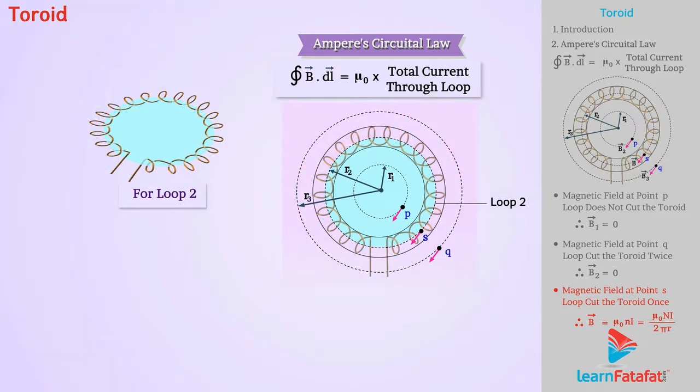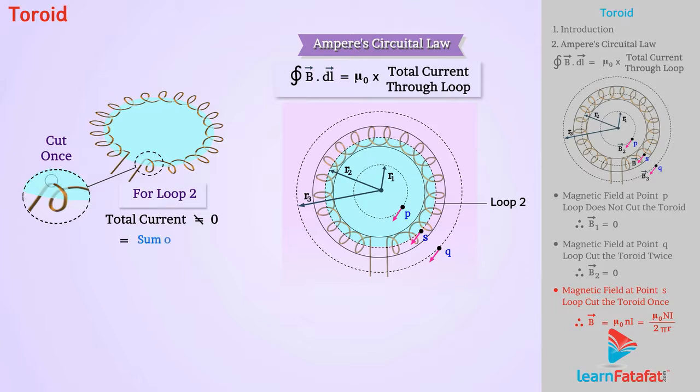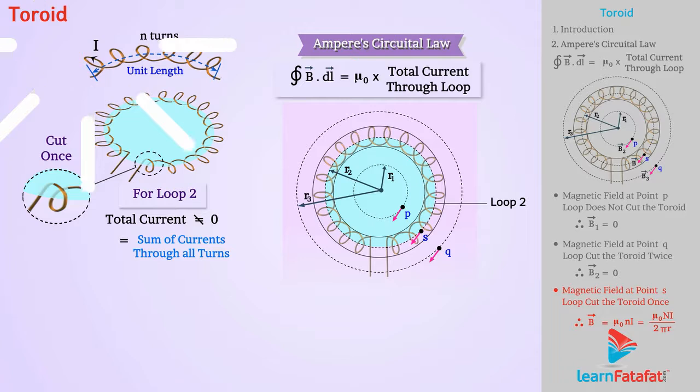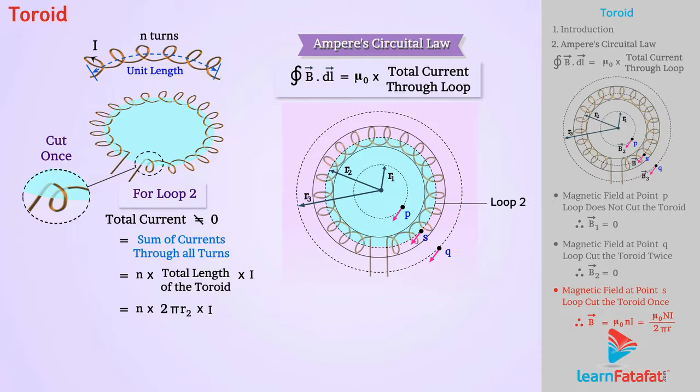Now the circular area bounded by loop 2 cuts the toroid such that each turn of current carrying conductor is cut once by loop 2. So here total current is not 0. It is sum of currents through all turns. If n is number of turns per unit length of toroid and current I flowing through one turn, then total current through loop 2 equals n into total length of the toroid into I, which equals n into 2 pi R2 into I.